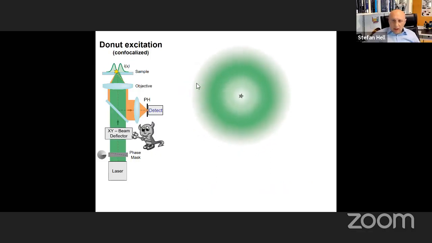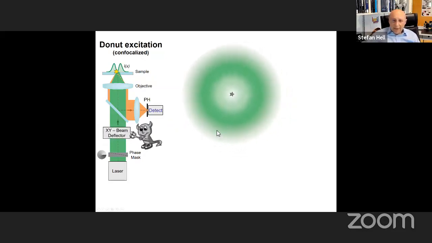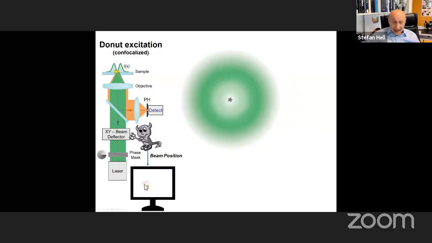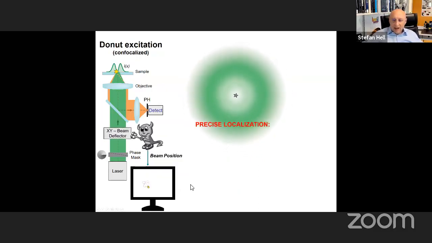Now, let's imagine for the moment this molecule starts moving. What will happen? The demon, knowing where the molecule goes, can deflect or shift the donut around in the sample space so that the zero always coincides with the position of the molecule. So the demon acts here on the beam deflector. This could be galvo or electro-optical deflectors that shift this donut beam around. But the demon, knowing where the molecule is, can always make the zero coincide with the molecule in sample space. Now, what will happen in that case? Of course, the demon can trace the molecule with the utmost precision. So with, say, absolute sub-nanometer precision, it will always know where the molecule is just by confirming that there is no fluorescence, by the absence of fluorescence, so to speak. And this thought experiment, this Gedanken experiment, as it's called in German, tells us that we can have a very precise localization with no fluorescence emission.